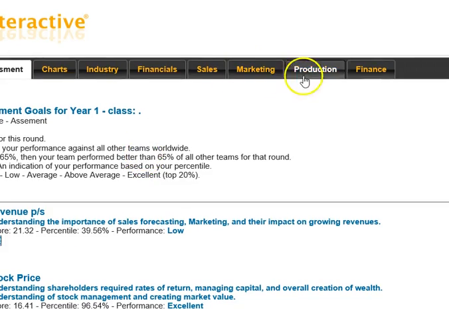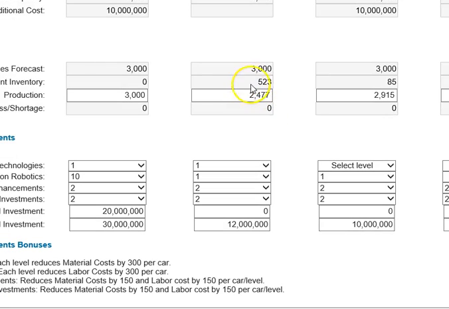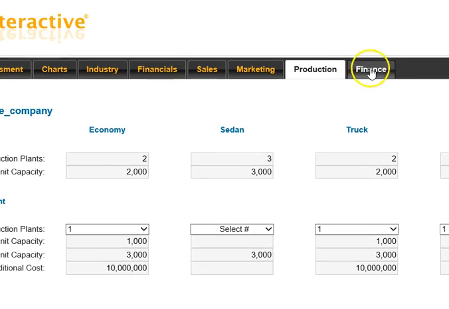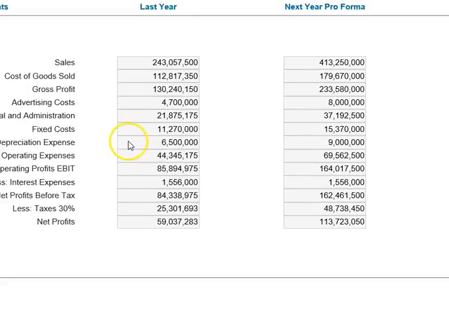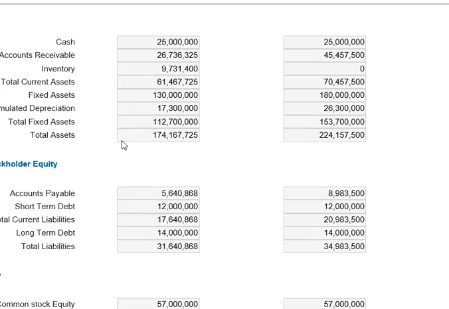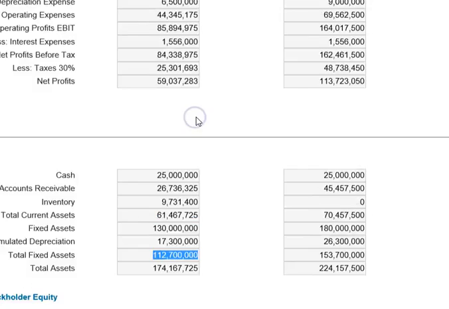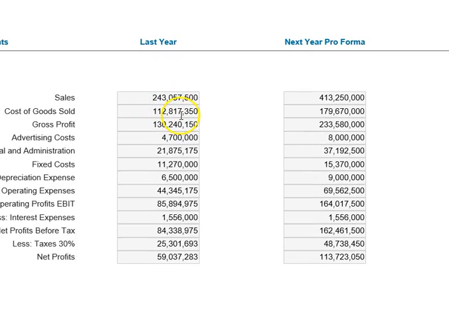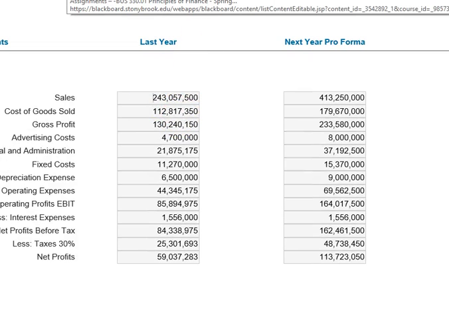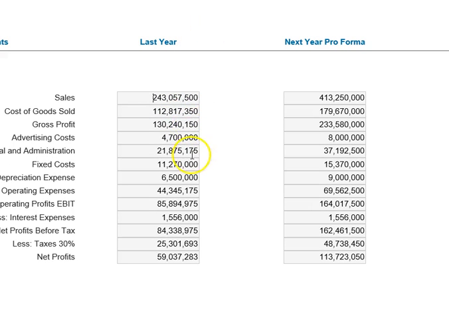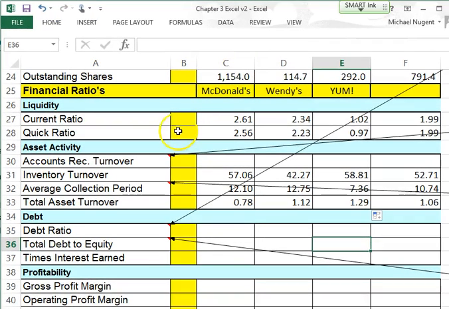Also, if I check under my production, I'll see that I had inventory. That bloated my assets. I could check under my finance, and I could see where my assets are. My assets are 112 million, and my revenues are 243 million. So I could see that my assets are bloated, and that's why I'm losing points on that ratio, because I'm not being efficient with my assets. I could be more efficient.